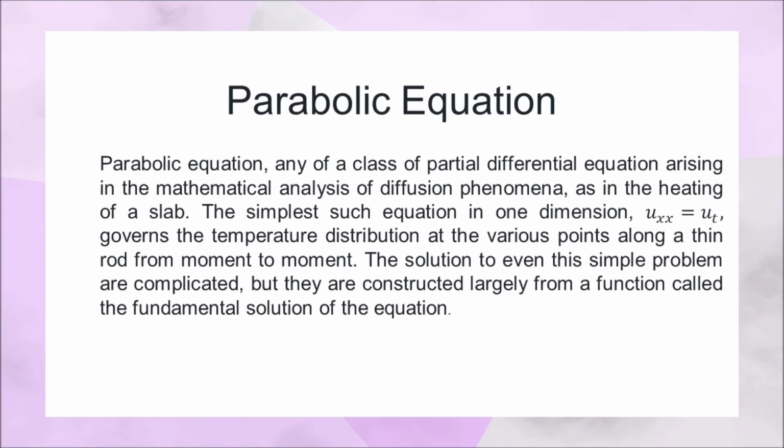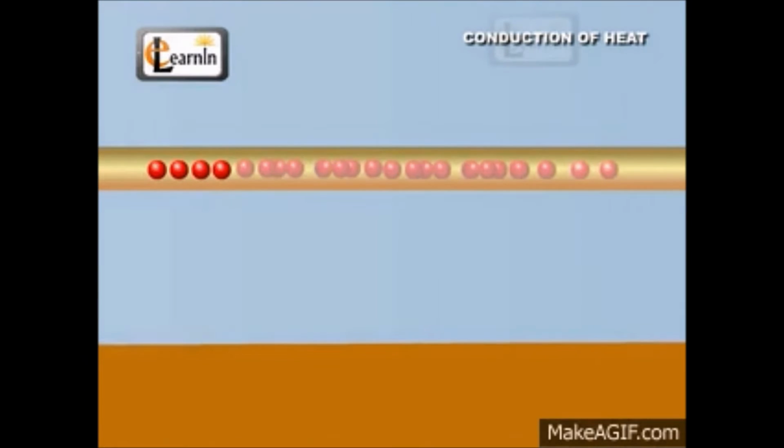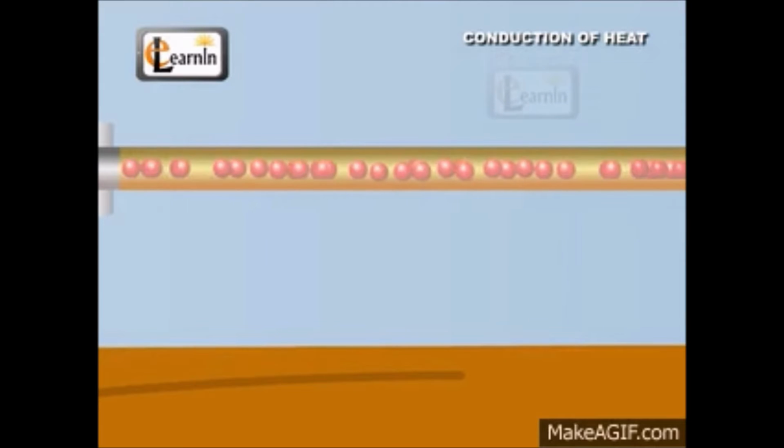So what is the parabolic equation? A parabolic equation is any of a class of partial differential equations arising in the mathematical analysis of diffusion phenomena, as in the heating of a slab. The simplest such equation in one dimension, u_xx equals u_t, governs the temperature distribution at various points along a thin rod from moment to moment.